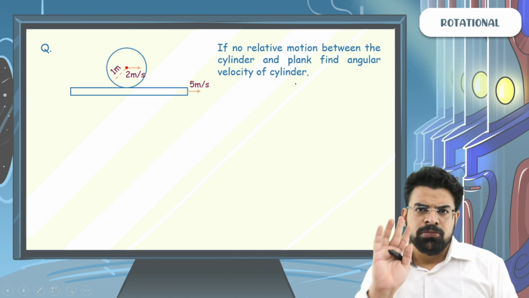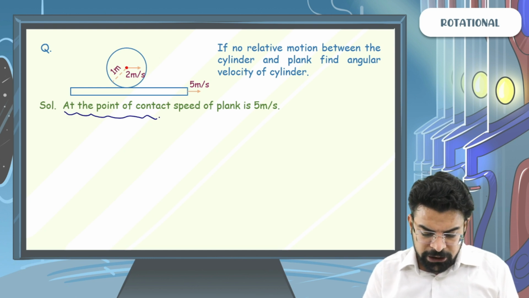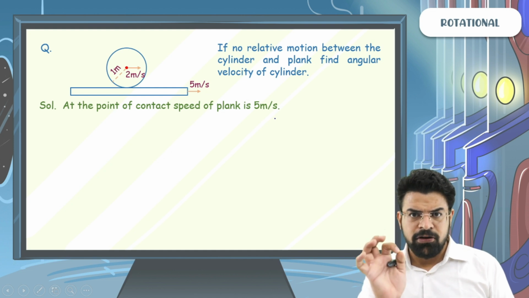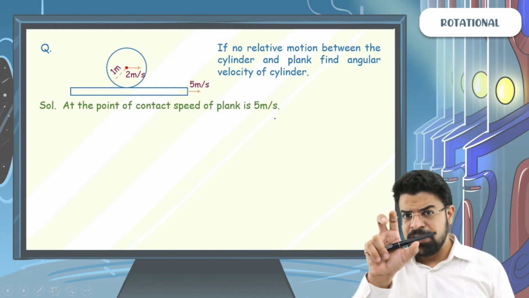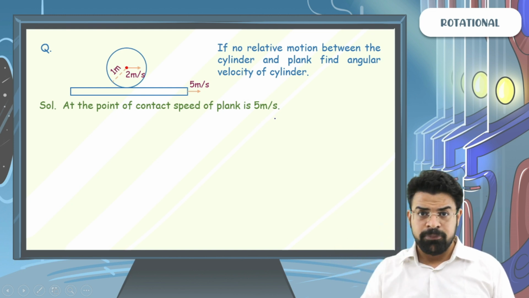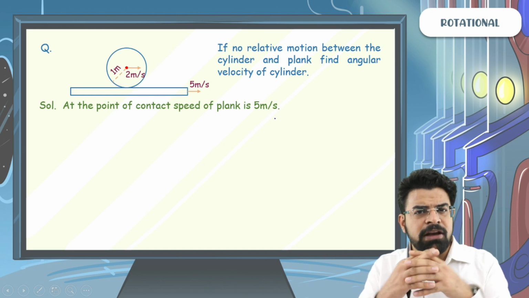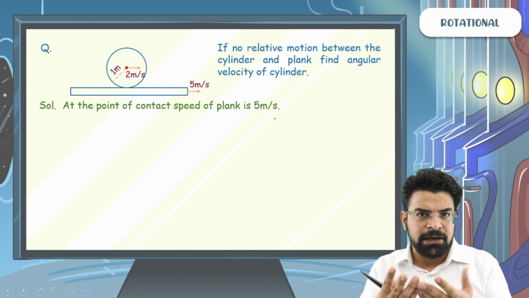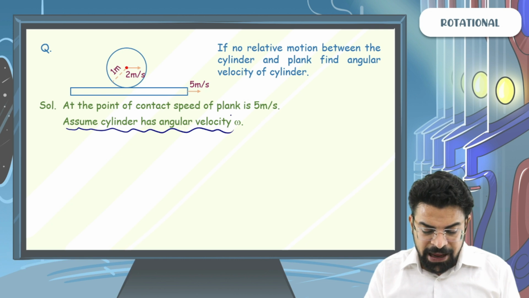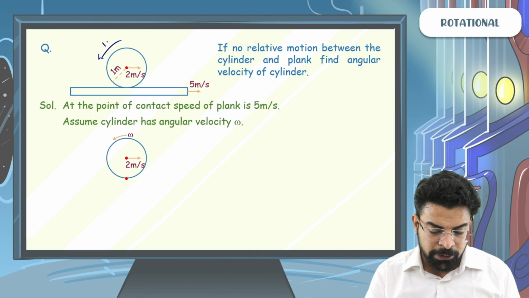So let's assume that the cylinder has some angular velocity omega. At the point of contact, the speed of the plank is 5 meter per second, so the cylinder must also have the same speed of 5 meter per second towards right at the point of contact. If the cylinder or the circular object does combination motion, different points will have different velocities, right? Both in magnitude and direction. So let's assume this cylinder has an angular velocity omega towards left.